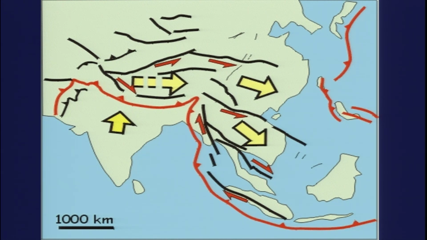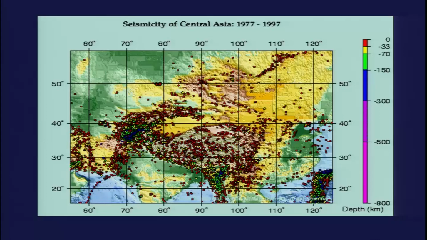Then another extensional tectonic environment can be seen just behind the collision zone between the Indian and the Eurasian plate, where the portion of the Tibetan plate is extruding towards the southeast. So this is going east and towards the southeast. Then the seismicity in the Central Asian area.